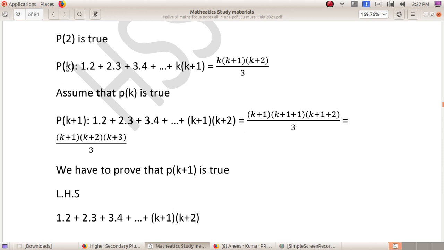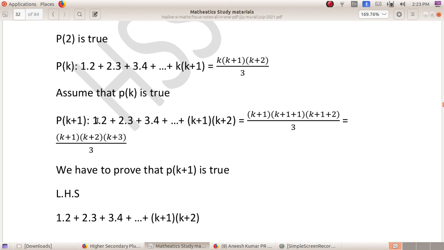If p of k means what? k into k plus 1. Then what about p of k plus 1? k plus 1 into k plus 1 plus 1, which means k plus 2. k plus 1 into k plus 2. So this is the last term. What about just the previous term? That is this one, k into k plus 1.